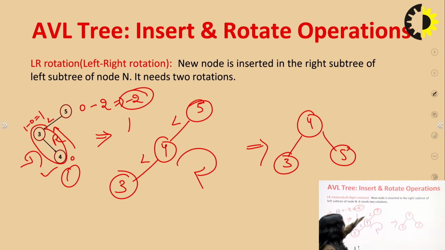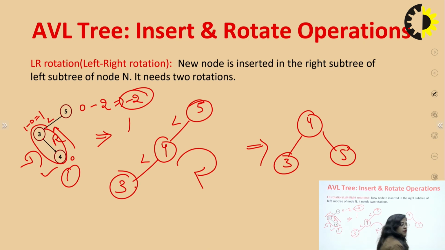Now this is converted into an LL rotation, and in an LL rotation we need one rotation. So this is clockwise, and in a clockwise rotation it is converted like this. So this is the converted AVL tree, and this is a totally balanced AVL tree.